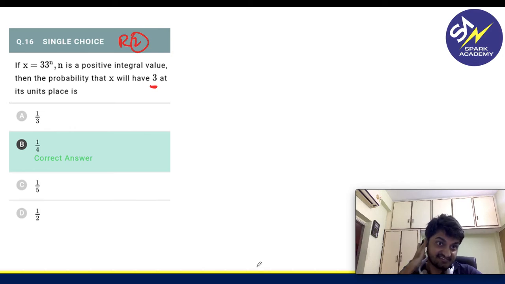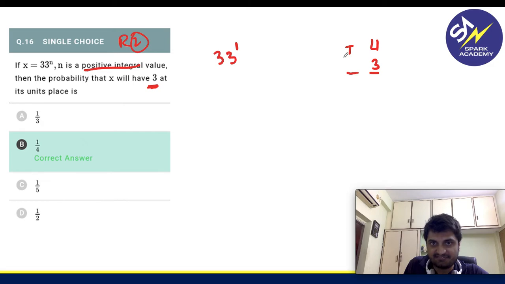Now look at this, x is 33 power n, and n is a positive integral value. The probability that x will have 3 in units place. Now observe, 33 power 1, if you do, what will you get? It will be 33 only, right? So units, tens, hundreds, thousands and so on. Units will be 3 only. So if it is power 1, units digit is 3.